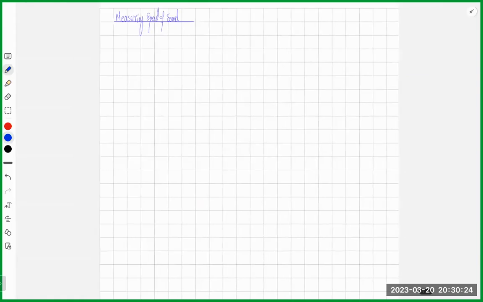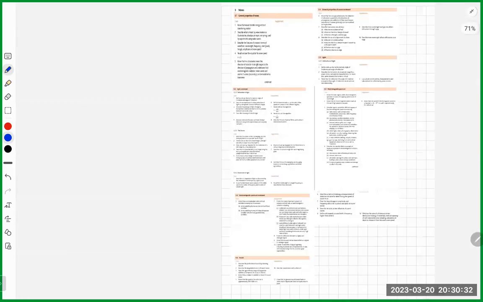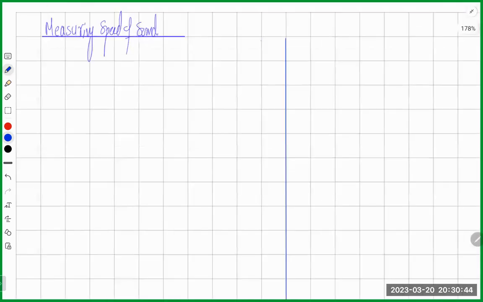Measuring speed of sound. Number one, speed of sound outdoor. Method one.